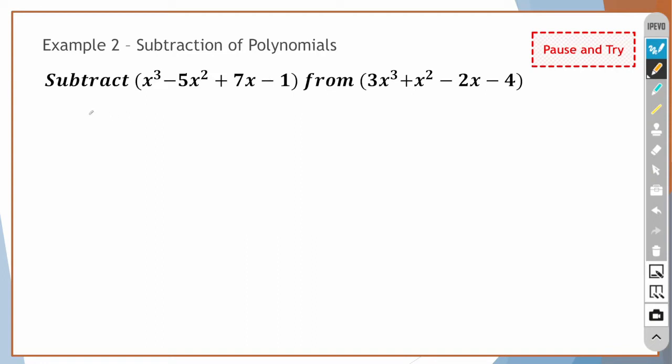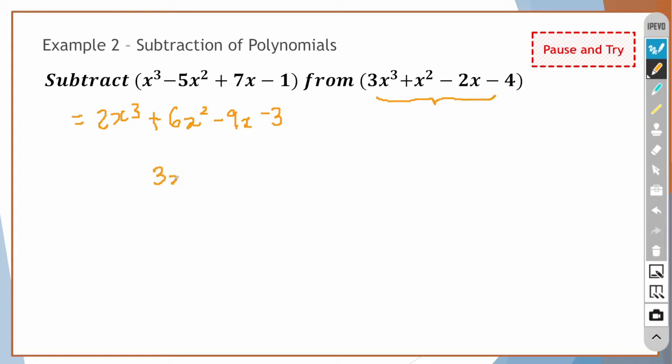So for those of you that paused it, and if you got the answer 2x cubed plus 6x squared minus 9x minus 3, then fantastic. That's the correct answer. For those of you that didn't get it, we're going to go through it together now. So we're going to lay it out the same way we did in the previous example. So we're going to start off with this here.